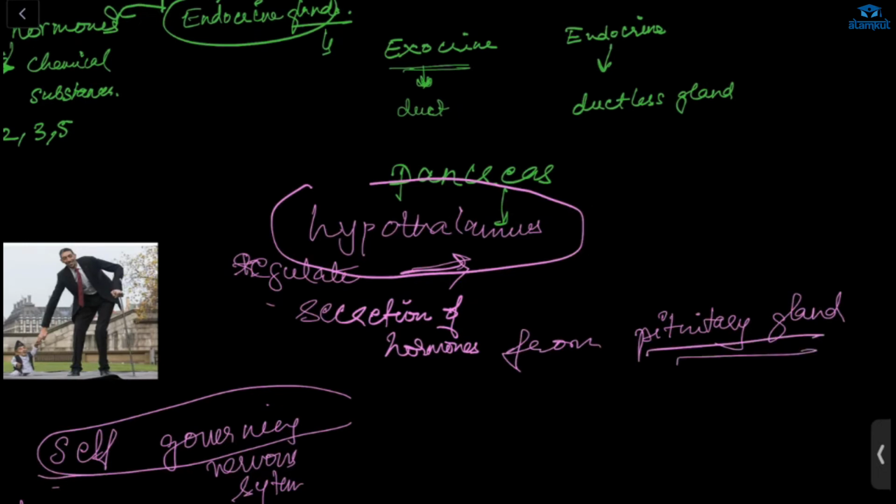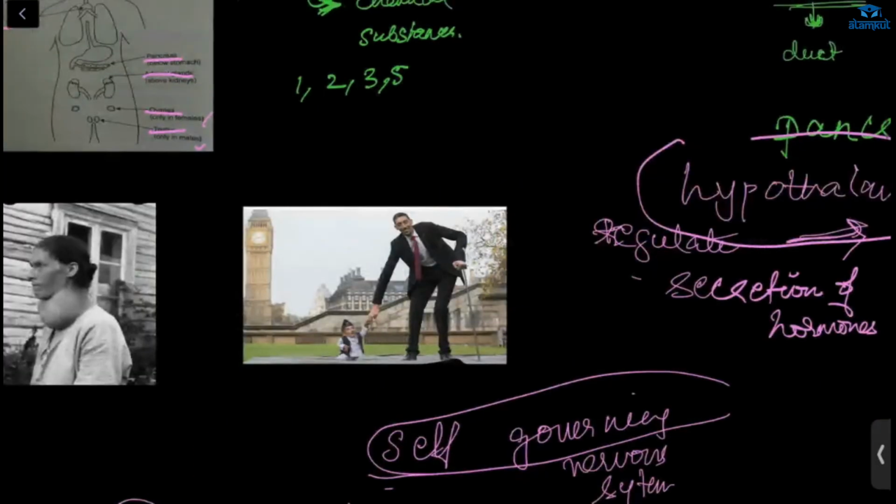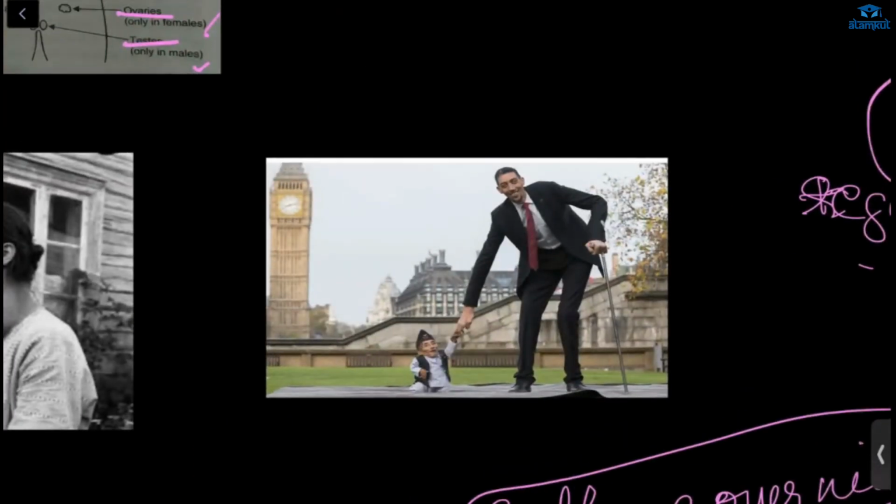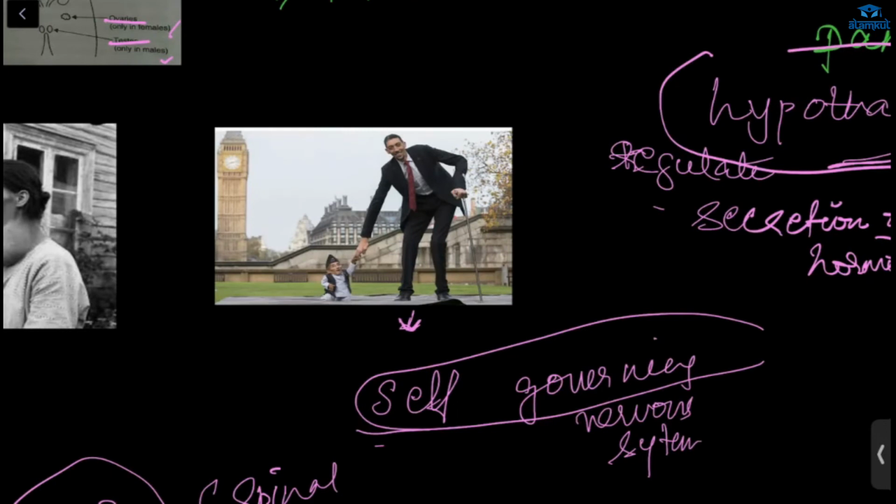Which hormone does it secrete? It secretes growth hormone. Okay, what is that? You can see here, if this pituitary gland secretes more growth hormone, what will happen? If more growth hormone is secreted by the pituitary gland, what will happen? The person will become tall, right?